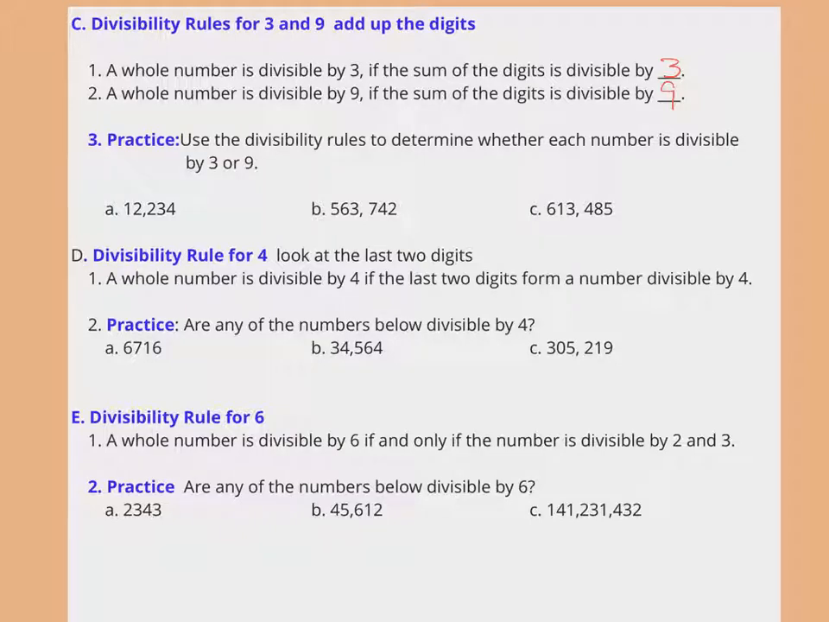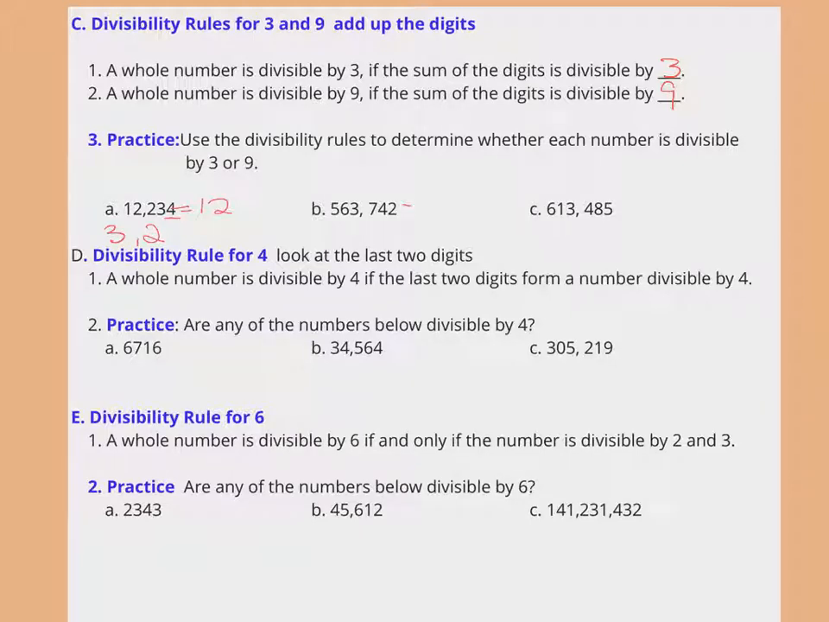So in the number 12,234, if I add up my digits, I have 7 plus 5, which is 12. So if I look at the number 12, I want to figure out, is 12 divisible by 3? Yeah. 12 divided by 3 is 4. But it's not divisible by 9. I do notice, though, that my last number is even, so I can say that this here is divisible by 2 and it's divisible by 3.